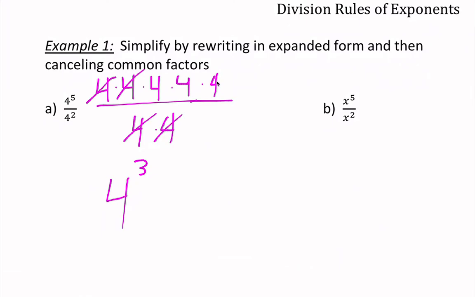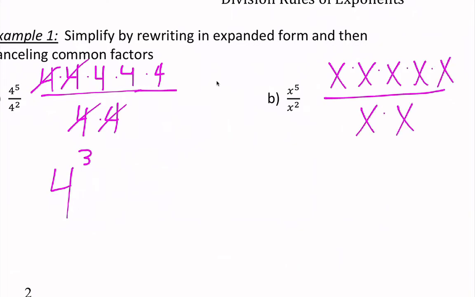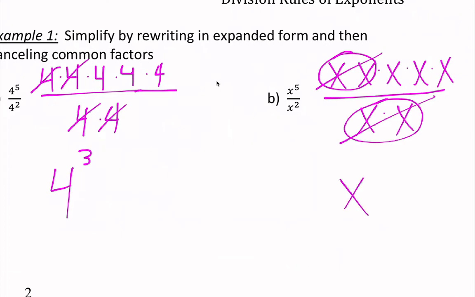Okay, very similar. I know x to the 5th means x times itself 5 times. X squared on the bottom means x times x. So I know these 2 x's from the bottom will cancel out 2 x's from the top. So my final answer is going to be x to the 1, 2, third power.